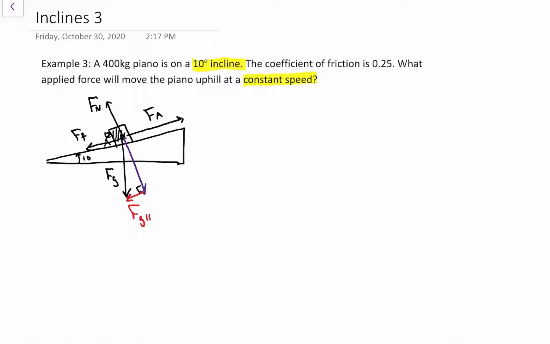The parallel component is opposite the angle. The perpendicular component is adjacent to the angle. The angle 10 degrees fits in at the top of the triangle, so it kind of looks like that. Then we can use those skills we did before. Instead of vertical, consider the perpendicular.